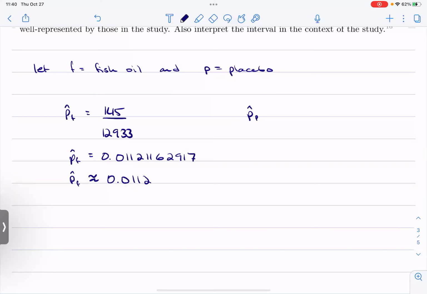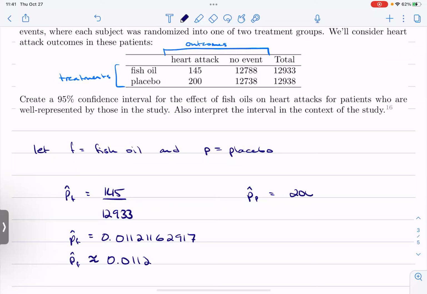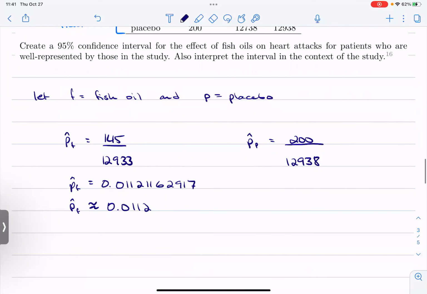We do the same thing. There were 200 who had heart attacks out of 12,938. I'd be really careful. P hat P is going to be 0.01545833977. But I'm going to round to 4 decimal places, 0.0155.